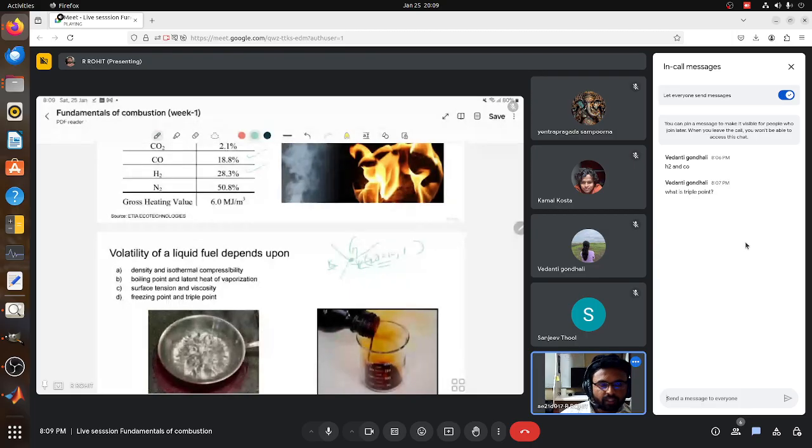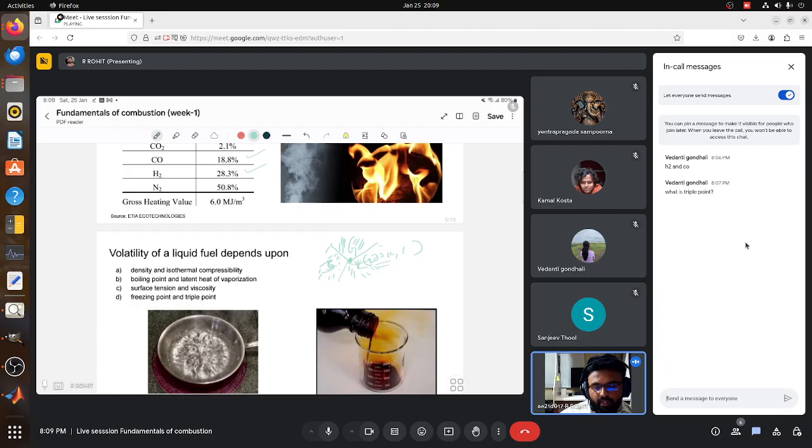You can see the phase diagram of water. Within this region you will see solid ice, then here you will have liquid water, and here steam or water vapor. The particular point where the coexistence of all three happens is what is usually called the triple point. But do you think volatility of a liquid depends on the triple point?